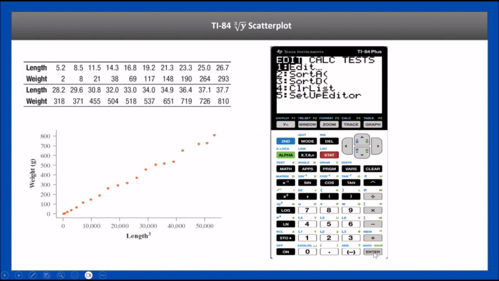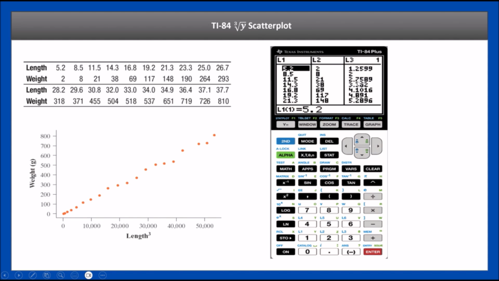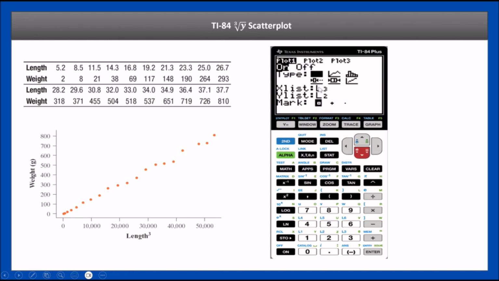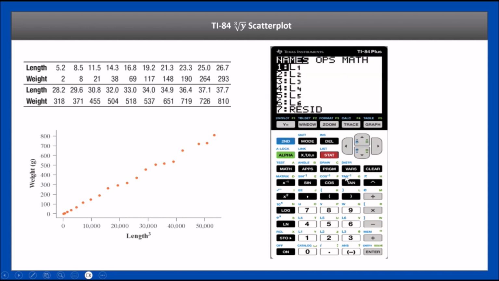Now I'm going to go to stat, edit. I'm going to show you the L3. That's my cube root y values. I'm going to quit out of that. I'm going to second y equals to stat plot, turn that to on, use the scatter plot there, then go to zoom, or we can quit or change that x list. I'm going to change it back to L1, right? I'm going to go to y list. I'm going to change that to L3 because the y values are changed. All right, and then I can quit out of that, zoom 9, and there is our linear form scatter plot, okay? And that's for the cube root of y.